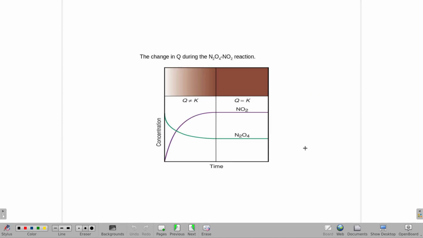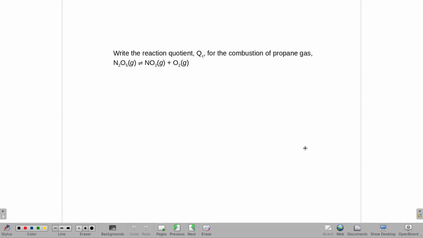Alright, so here's what we're seeing on all those things. The rates will change over time, but eventually get to the point where the concentration appears to be fixed. That's equilibrium. Alright, let's figure out what a Q would look like for this particular reaction.